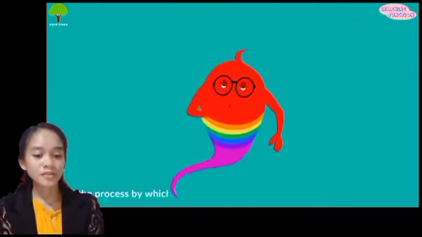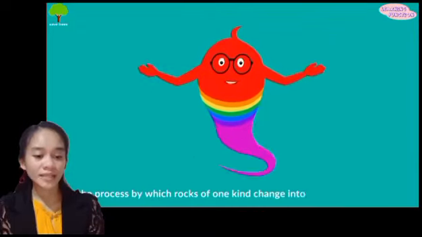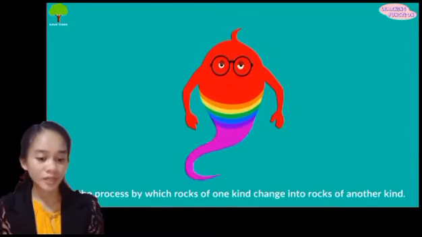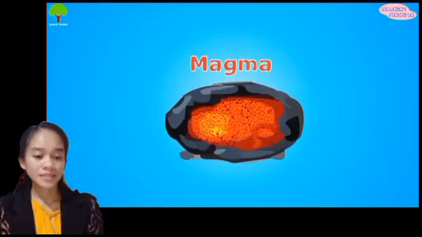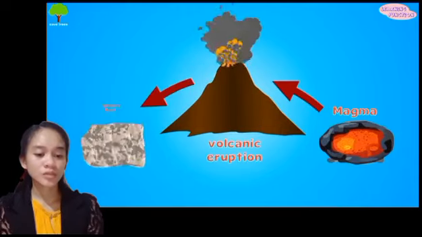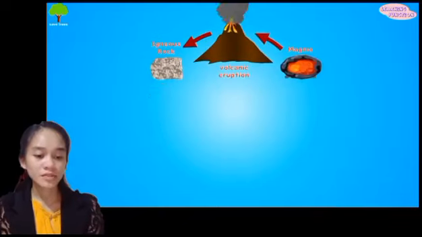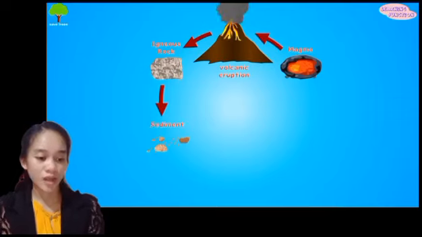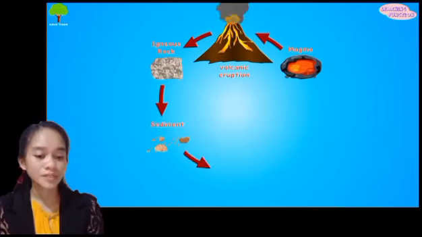It is the process by which rocks of one kind change into rocks of another kind. Magma is sent to the surface. It cools and forms igneous rocks. Next, these rocks break into small pieces of sediment, and sediment builds up and hardens.